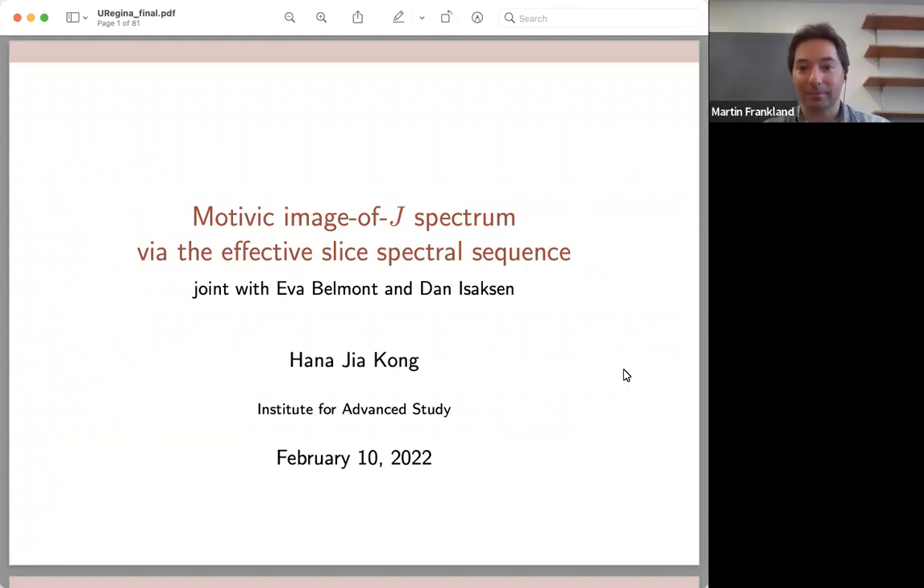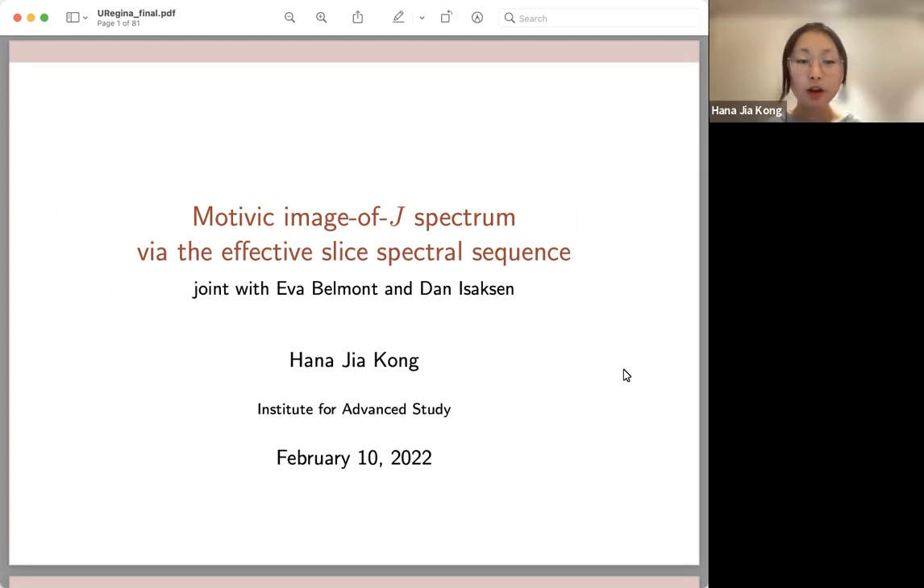So the topic today is the motivic image of J spectrum, and I will talk about how to use the effective slice spectral sequence to calculate it. This is joint work with Eva Belmont and Dan Isaksen.